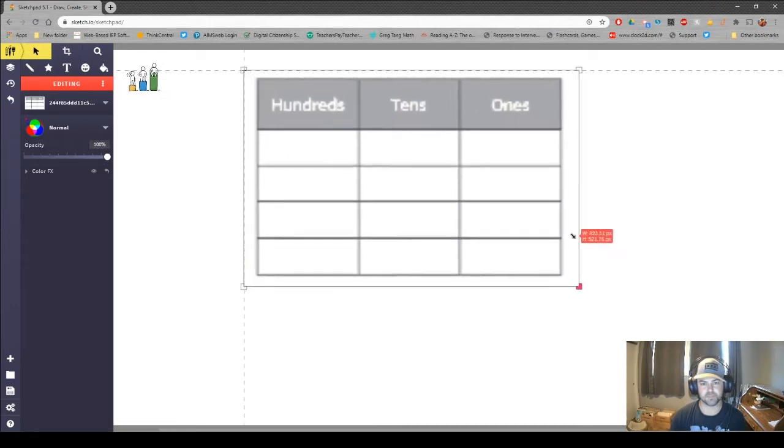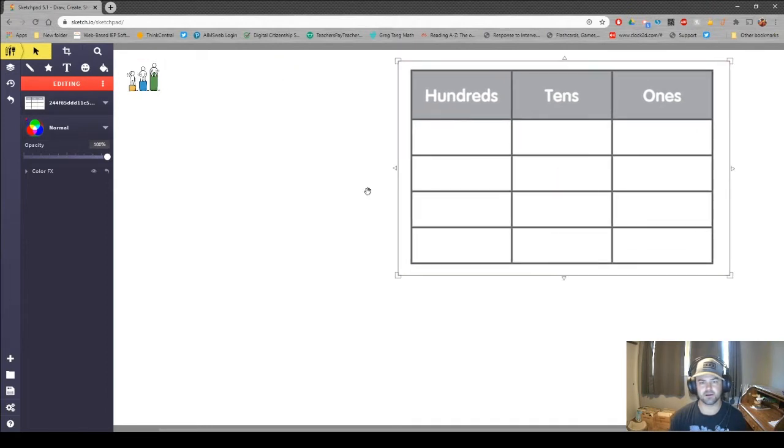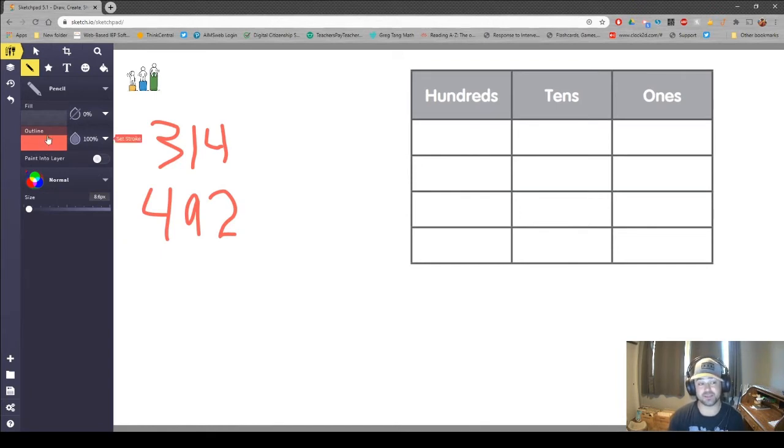three-digit numbers. Okay? The numbers that we are going to use today are 314 and 492. Okay? Now, to compare these numbers, we need to figure out which one is greater than, which one is less than, and if they're equal to or not.